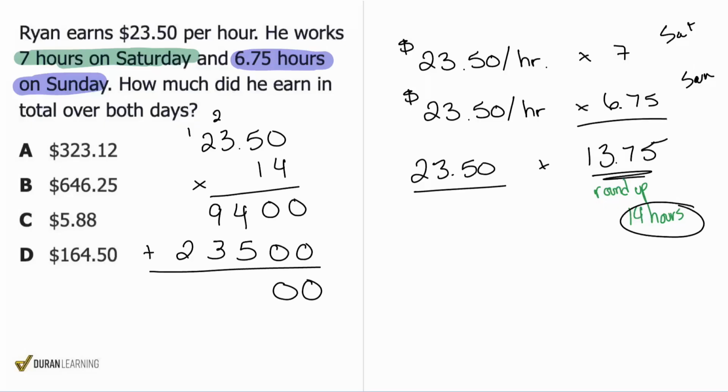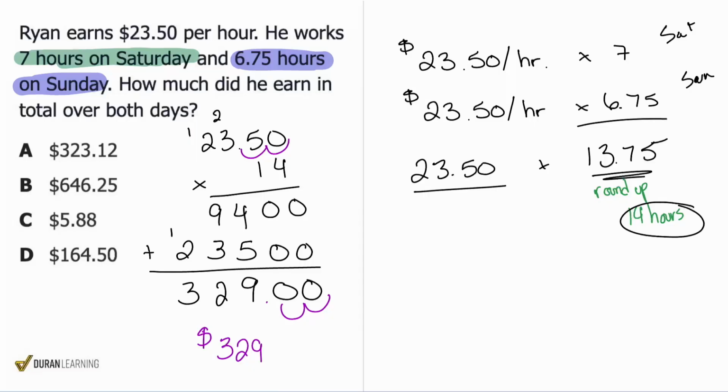0, 0, 9. 9 plus 3 is 12. Carry the 1 is 3. So we're at 329 with 00. But just remember, everybody, we have the decimal place right there. We're going to go ahead and count 1, 2, bring 2 back. So we have just about $329.